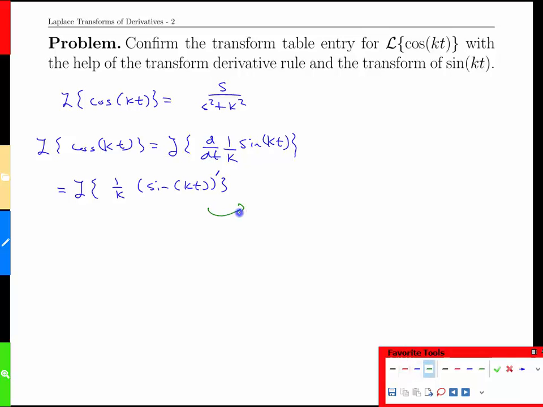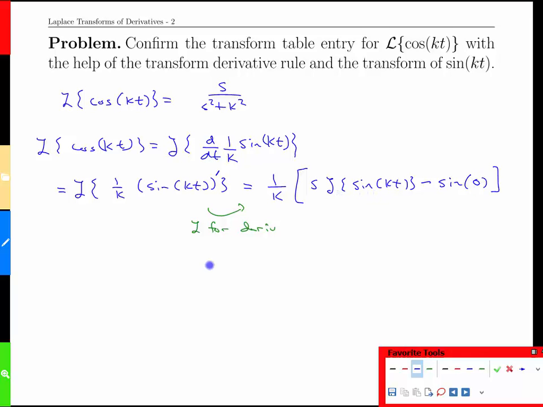Using our new Laplace rule for derivatives, we can replace that with the 1 over k as a multiplier, which stays out front. The derivative is the next most important part. For that, we take an s out front, and then we transform the original function, sine of kt here, the thing inside the derivative, and we subtract off sine of 0, the value of the function at time 0.